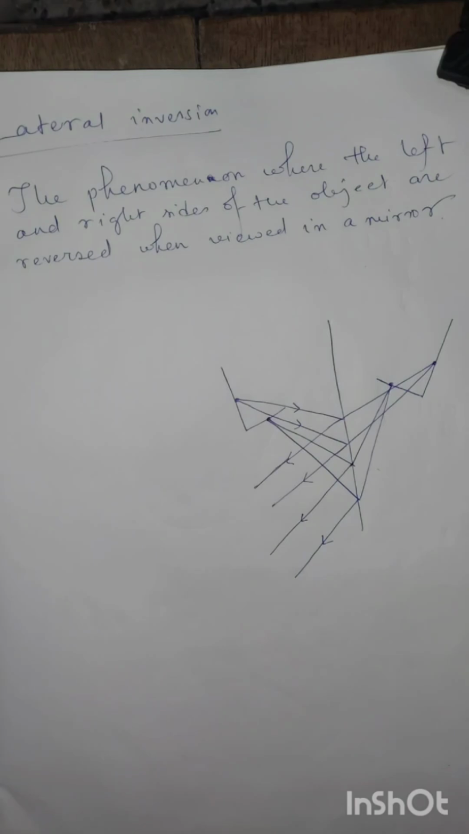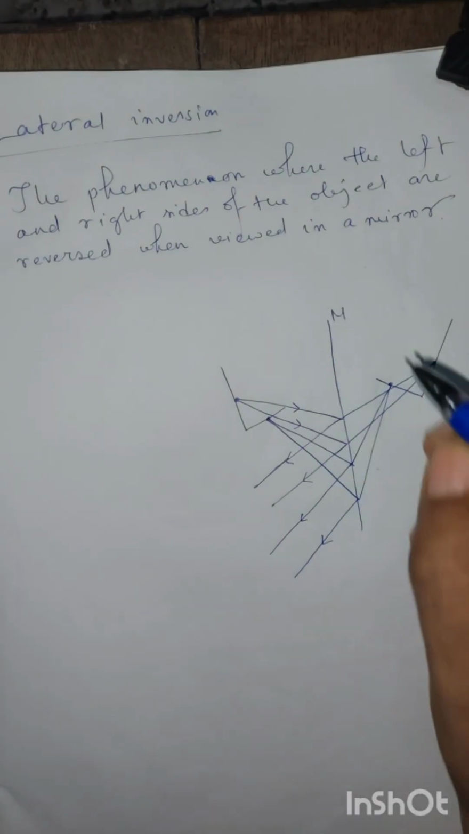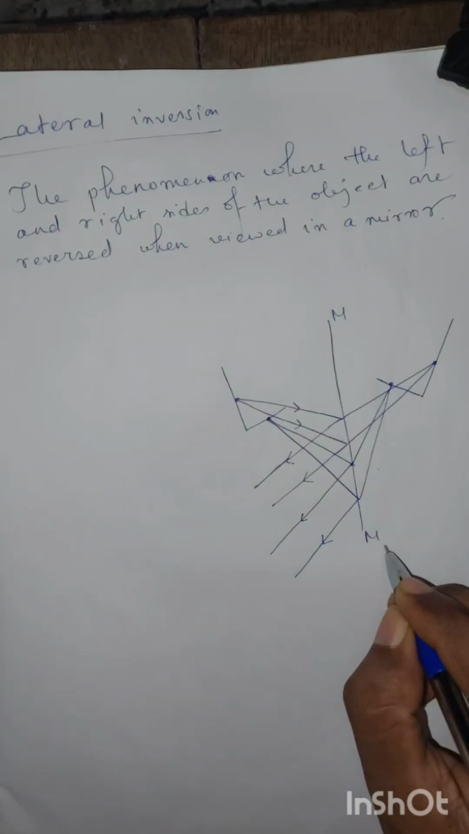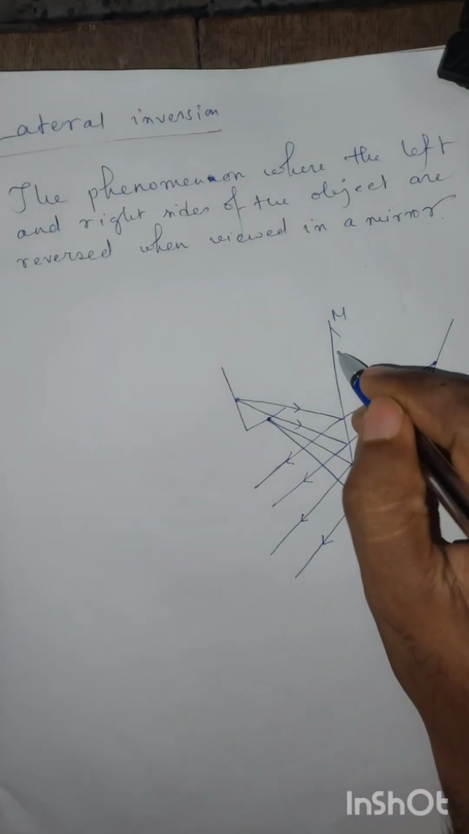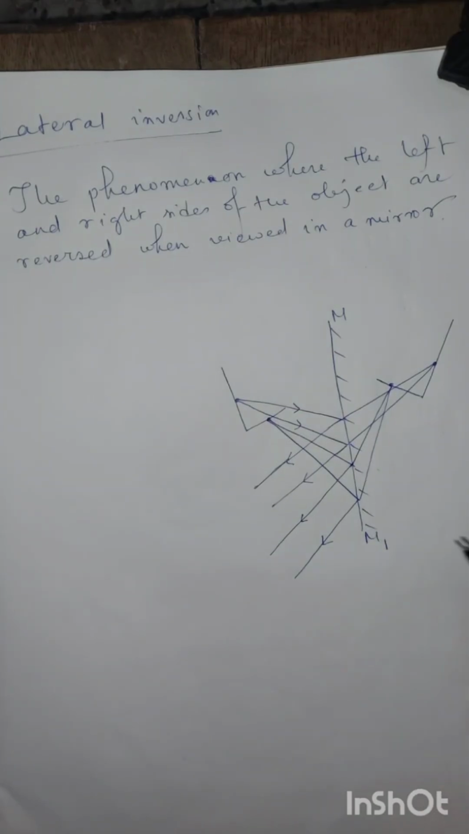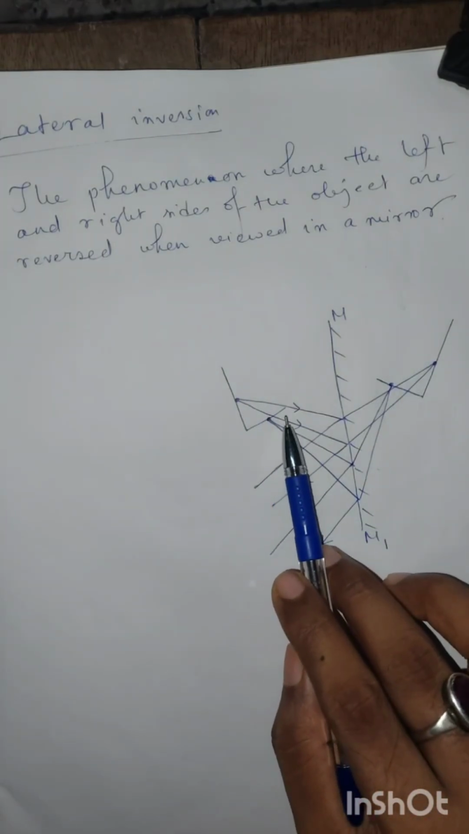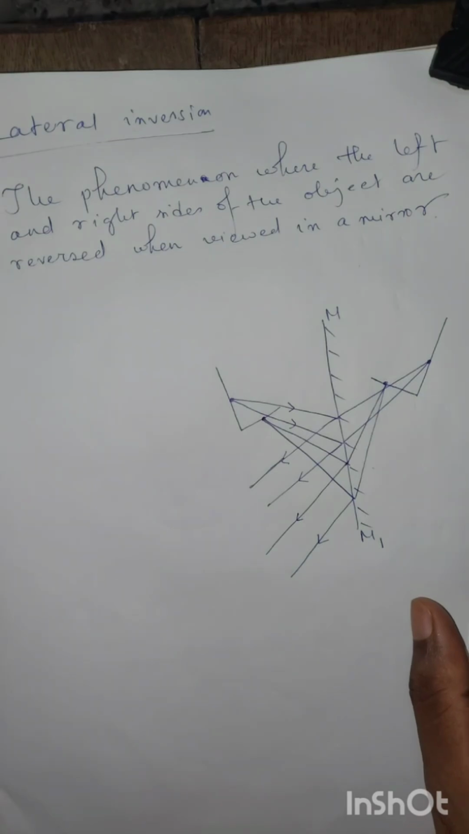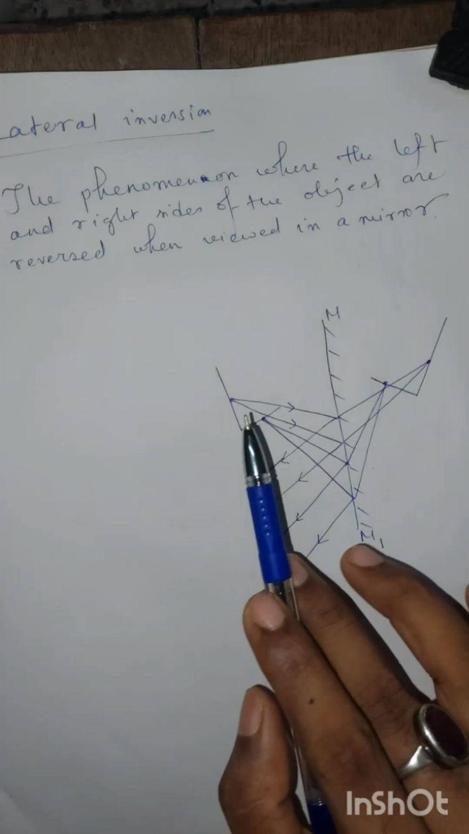The right and left of an object get reversed when we see the image inside the mirror. This phenomenon is called lateral inversion. So if this is a mirror M1, with this reflecting surface, then we can see a letter L. We have considered a letter L.